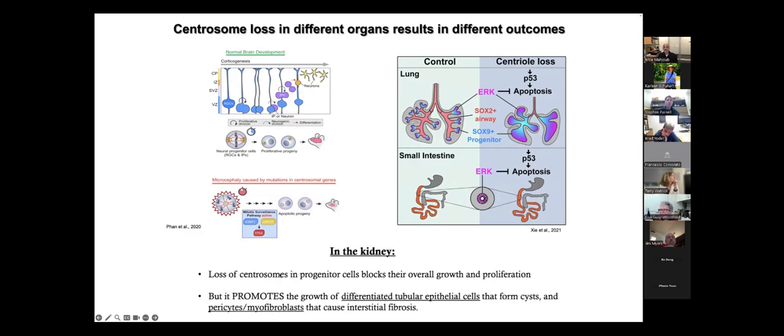In the kidney, it doesn't seem like the different progenitors behave differently. Loss of centrosomes in the progenitor cells, all three progenitor cells, blocks their overall growth, their proliferation, and their proper fate determination. Okay, so that's consistent. But the difference with the kidney and these other organs that have been studied is that once the cells differentiate into tubular epithelia or the stromal cells, for some reason, now this mutation in a centrosome gene conveys a proliferative advantage to those cells. Now those cells can actually hyperproliferate and form the cysts and form the stromal fibroblasts that are causing fibrosis, unlike these other organs. So there's something different about the switch in the kidney that we're trying to understand.